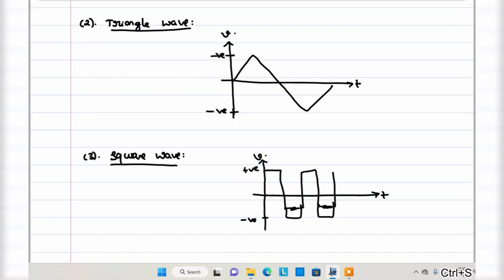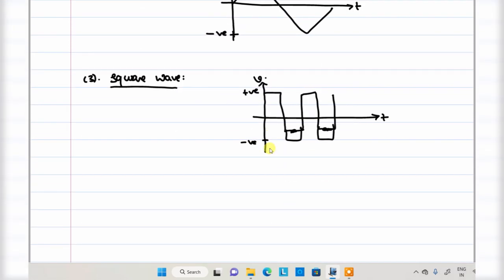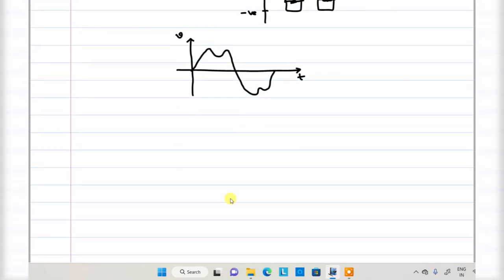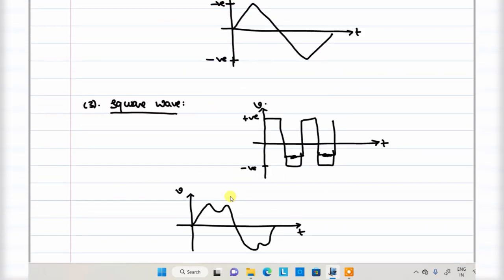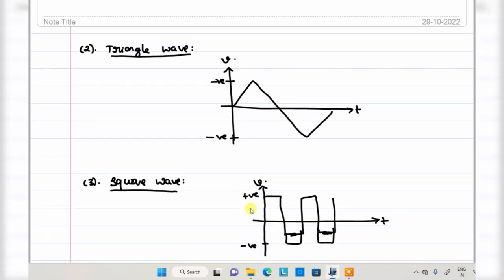Now, some of the waveforms may be like a sinusoidal, but with some harmonics present. See here, this is a waveform. It is also an AC waveform, but some harmonics are present. These are the different types of waveforms we have. All the waveforms we discussed here are symmetrical waveforms. So these symmetrical waveforms only we call alternating.